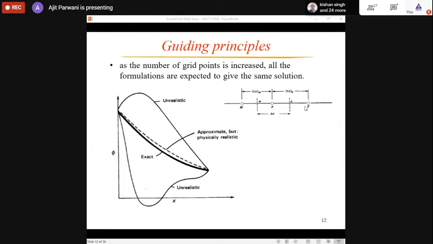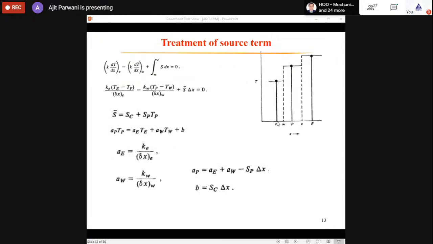But if it is not constant, then what will you do? Then we will have to take the harmonic mean of the conductivity values of P and E. This is the normal practice: if conductivity is not constant, then at the control surface the conductivity value is assumed to be the harmonic mean of the conductivity values of the two grid points. So K at this control surface is equal to Kp multiplied by Ke upon Kp plus Ke, the harmonic mean of the conductivities of the two adjacent grid points. This is how you will address the conductivity.